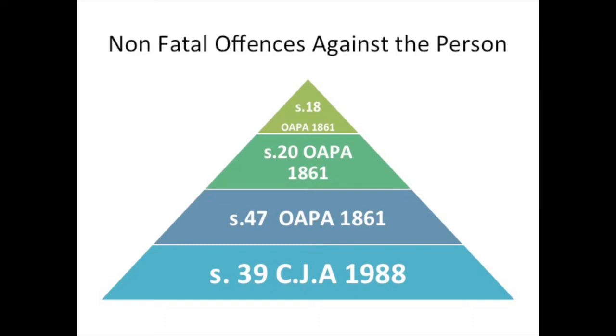Now, the ones above section 39 all come under the Offences Against the Persons Act 1861, and when you write about them for the first time, you always write out Offences Against the Persons Act 1861 in full, or Criminal Justice Act 1988 in full, and thereafter you can abbreviate. Now, once you move past this particular slide, you will find that there are slides on each of the areas with their actus reus and their mens rea, and a little bit of information, just a few key points for each of those areas.